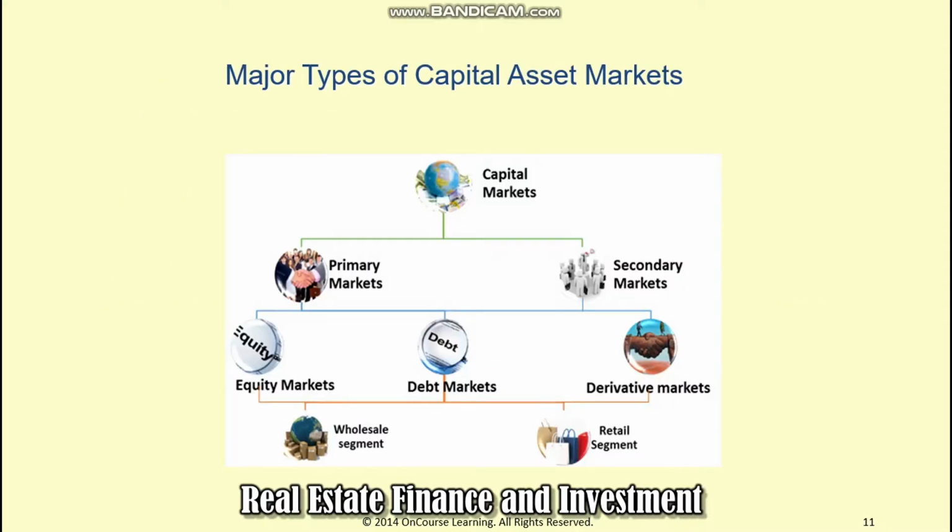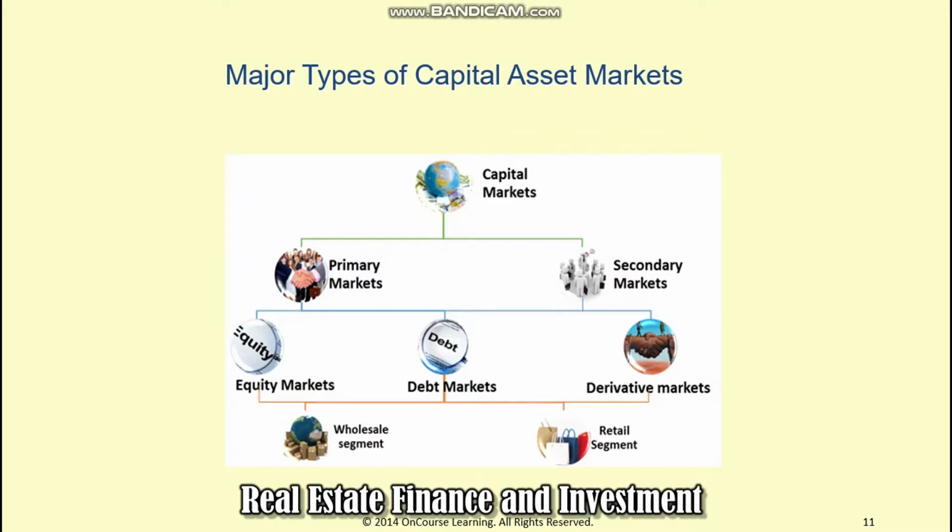Major types of capital asset market and investment products. Capital market consists of primary markets and secondary markets. Primary markets deal with trade of new real estate assets or financial assets, like issues of stocks and other securities, whereas secondary market deal with the exchange of existing or previously issued assets or securities.